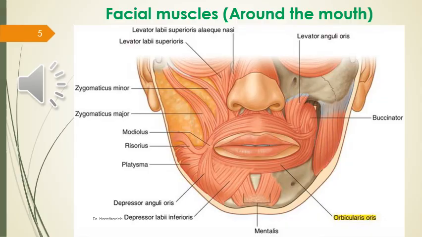In both angles of the mouth, we have a structure named modiolus. All muscles that want to attach to the angle of the mouth attach to this structure named modiolus. Other muscles we can see are depressor anguli oris, depressor labii inferioris, and mentalis here. These muscles are around the mouth.